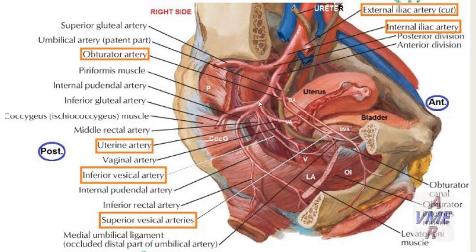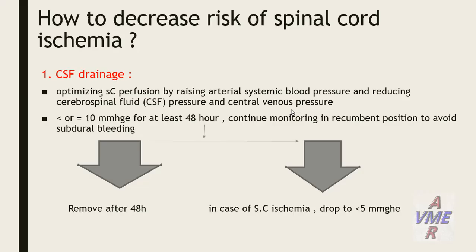So this is the picture of the internal iliac artery, and we have here the posterior division, which gives the lateral sacral, iliolumbar, and superior gluteal, and we have the anterior division, which gives the major branches and other branches of the internal iliac artery.